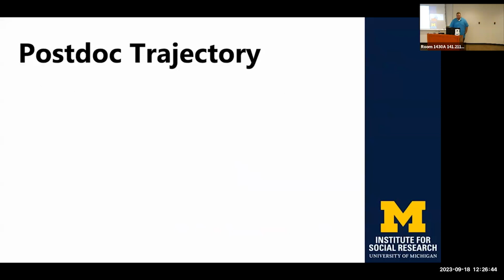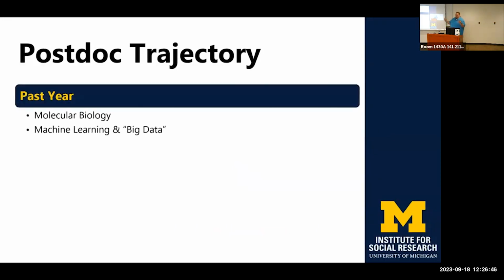And just wrapping up, I tried to think about my trajectory in the postdoc, where I'm at now, where I'm going, very broadly. In the past year, if you were to ask me what I've done, I've learned a lot about molecular biology. I've learned some machine learning techniques, and I've learned how to think about what is commonly called big data. I don't know that I like that label, but it's a commonly used phrase.